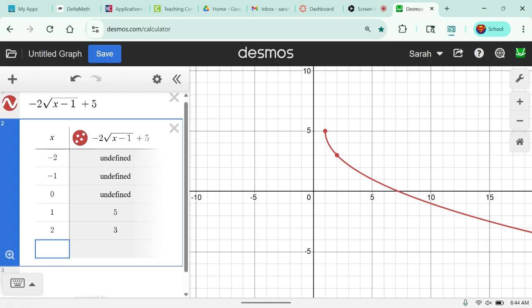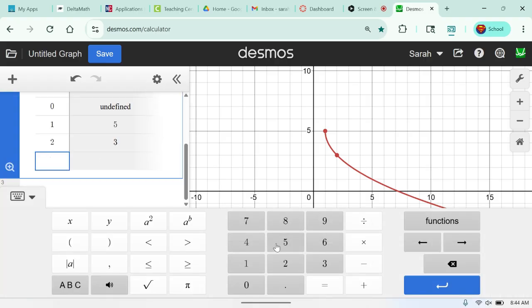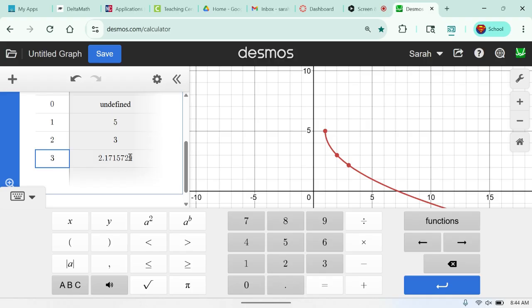My recommendation, just keep adding in numbers. So if I put in 3, notice I don't get a nice decimal. So that's not going to be a number I graph. All right, let's try 4. Also not a nice decimal. Not going to be a number I graph. 5, nice number.